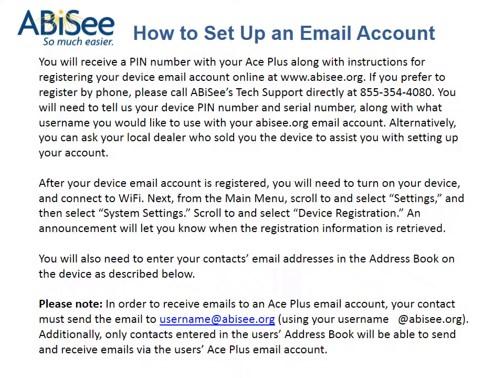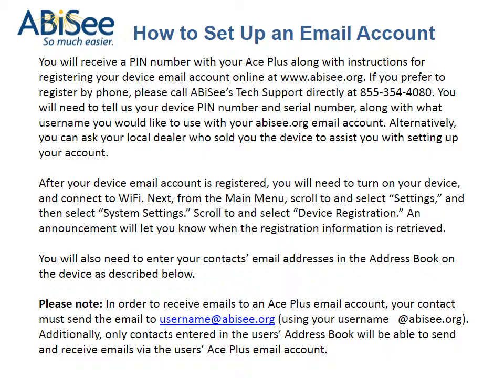How to set up an email account. You will receive a PIN number with your ACE Plus along with instructions for registering your device email account online at www.abc.org. If you prefer to register by phone, please call ABC's tech support directly at 855-354-4080. You will need to tell us your device PIN number and serial number, along with what username you would like to use with your abc.org email account. Alternatively, you can ask your local dealer who sold you the device to assist you with setting up your account.